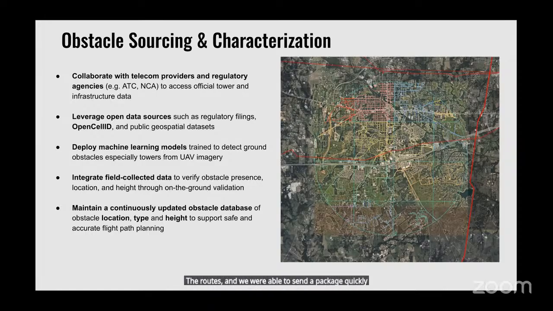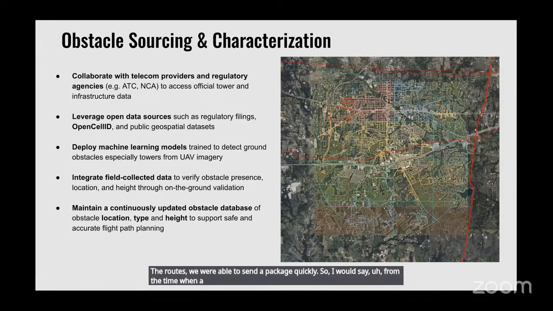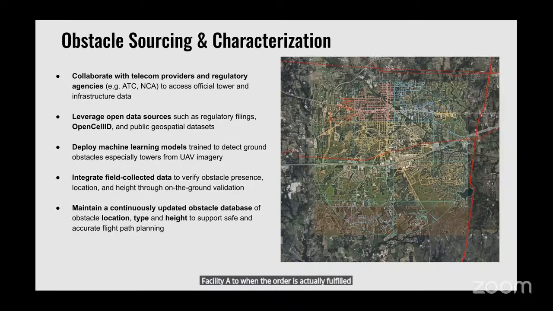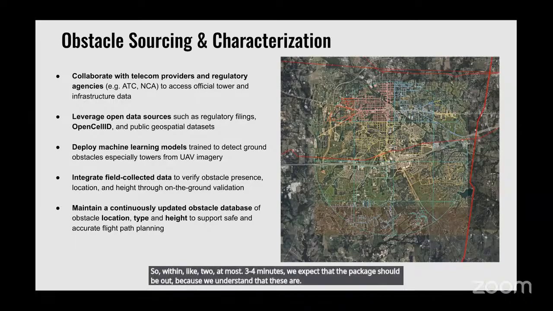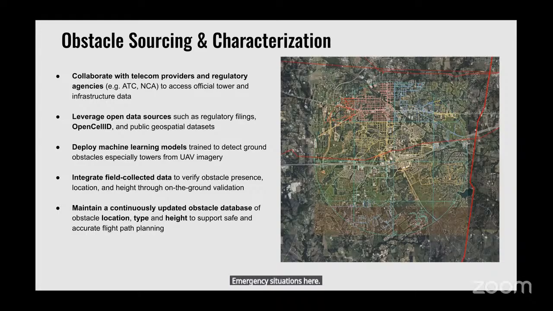So I would say from the time when a call comes that says we need this package to facility A, to when the order is actually fulfilled, it's within like 2 minutes. We have SLAs that we try to meet. So within two, at most 3-4 minutes, we expect that the package should be out, because we understand that these are emergency situations here. Thank you.